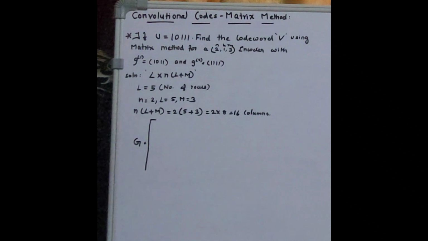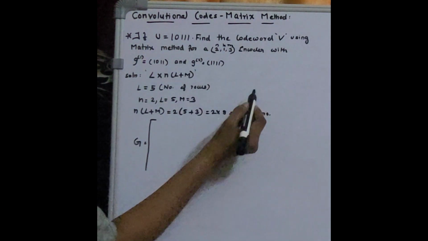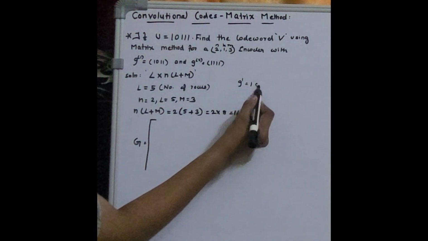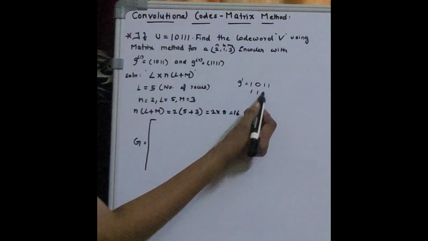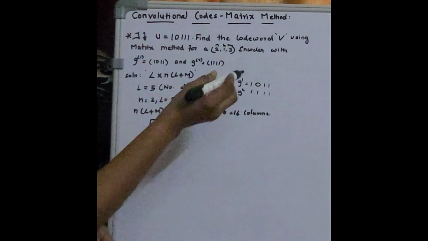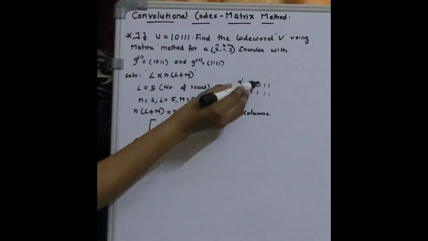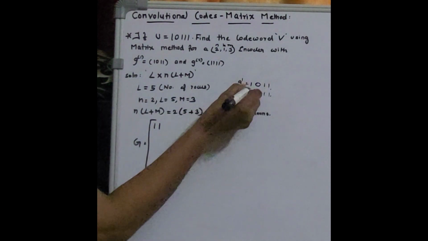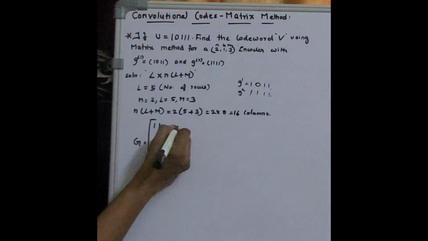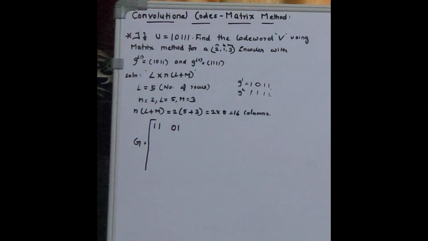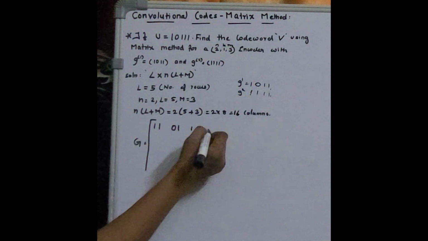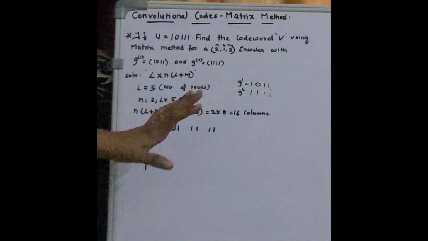Now G means we are combining and writing G1 and G2. Here G1 is equal to 1011 and G2 is equal to 1111. So we write the first row of G by combining these: first of G1 and first of G2, 11, then 01, then 11, then 11. I am writing a gap between these in order to understand. So this is how we are writing G.